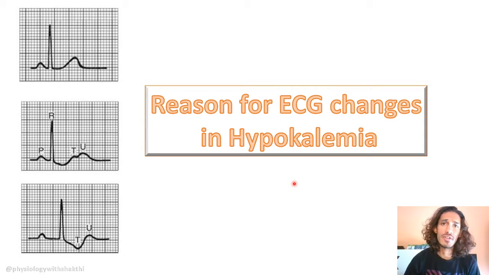So, as you would have guessed already from the name, this change that happens in the ECG is because of hypokalemia. Now, you must have already been taught what the changes are. There is ST segment depression, prominence of U wave, T inversion. So, these are normally taught to everybody.